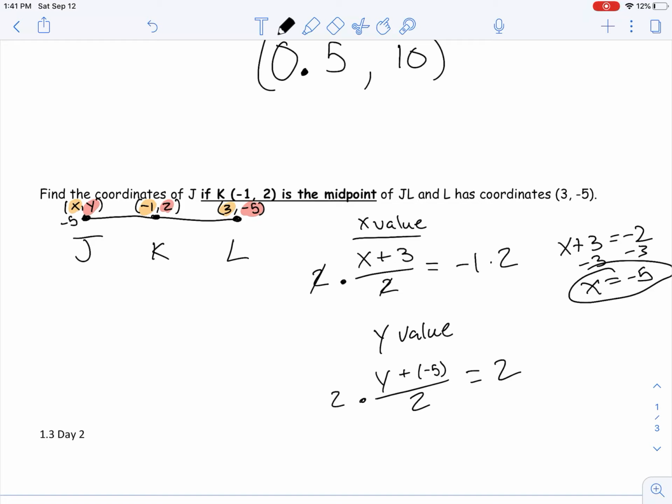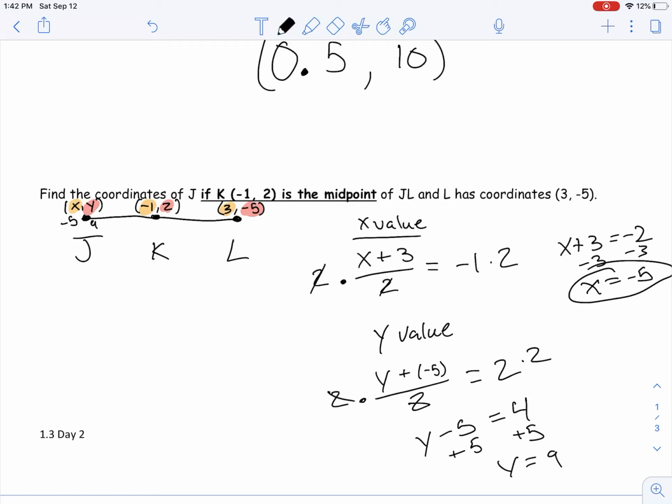My y value, again, we have to multiply both sides by 2. These 2's cancel. We're left with the y, and then I'm just going to make it a minus 5 because plus negative 5 is the same thing. So 4, plus 5, plus 5, y value will equal 9. So the 9 would go for that one.